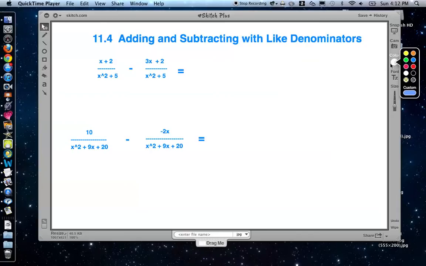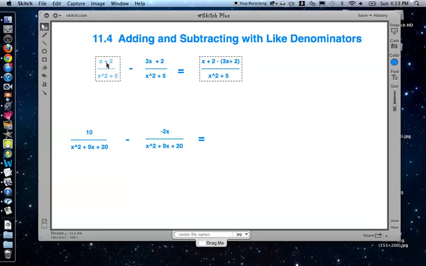The first thing that I want to show you is what happens when you rewrite that. In this example, I rewrite this as this numerator subtract that numerator, x plus 2 minus 3x plus 2. Put the second one in parentheses just to acknowledge that when I'm subtracting, I have to subtract a 3x and I have to subtract a 2 from what I have up here.